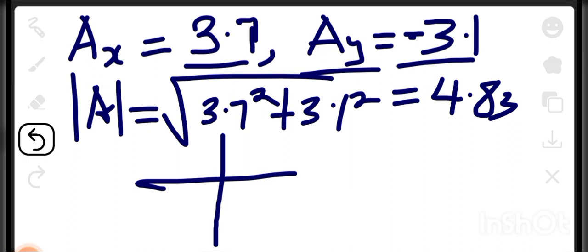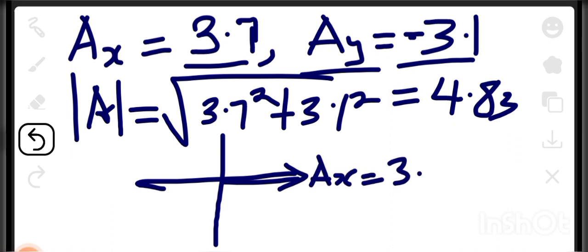AX is positive, so it's going to be on this right hand side. So that's why we have AX, which is 3.7. Then AY is what? Negative. Upper side is positive, downside is negative. So AY is in the downside, which is 3.1. Don't go and put negative again, because that negative is telling us that it's in the downside.